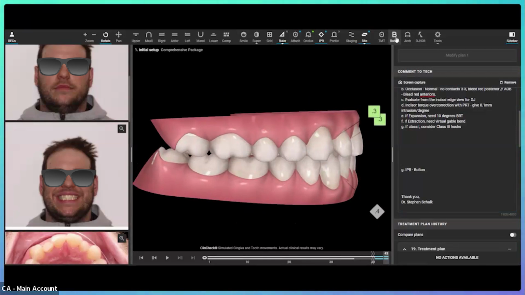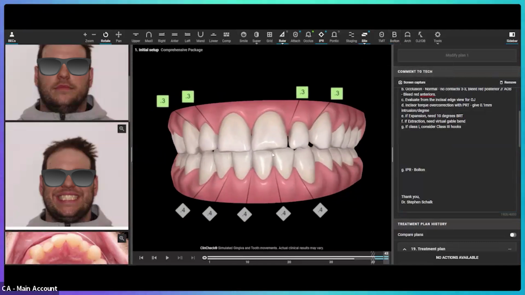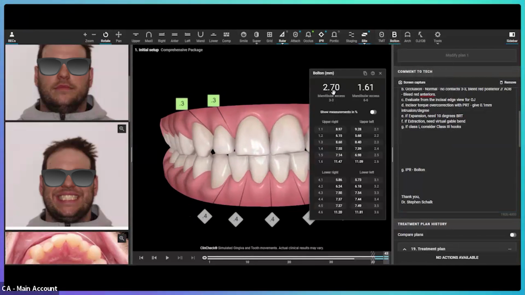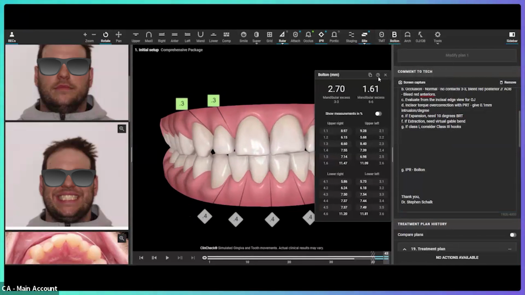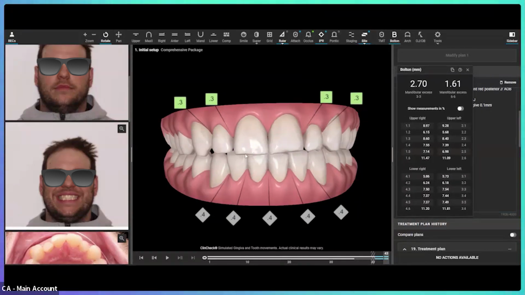If we click on our Bolton at the top of our window here and we evaluate, it's going to tell us that our Bolton is 2.7 millimeters between his 3 to 3. So he does have a Bolton discrepancy, and his Bolton discrepancy is not small. It's 2.7 millimeters. Now, how are we going to be making up for that Bolton discrepancy?